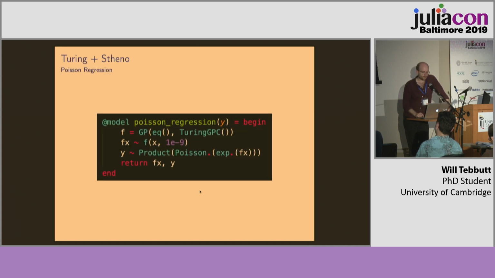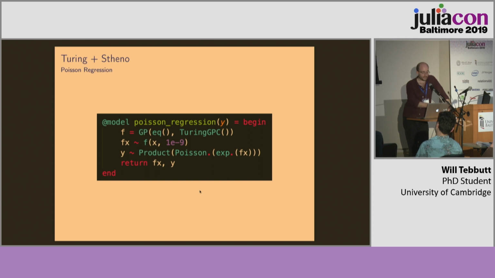So I've got a kind of Poisson regression-like example here. This is a Turing model. I'll just quickly step through the lines. F equals GP, EQ, Turing GPC. Ignore the Turing GPC thing. It's some unfortunate syntax that I hope to be rid of soon. But here it's just setting up a GP with a particular kernel.